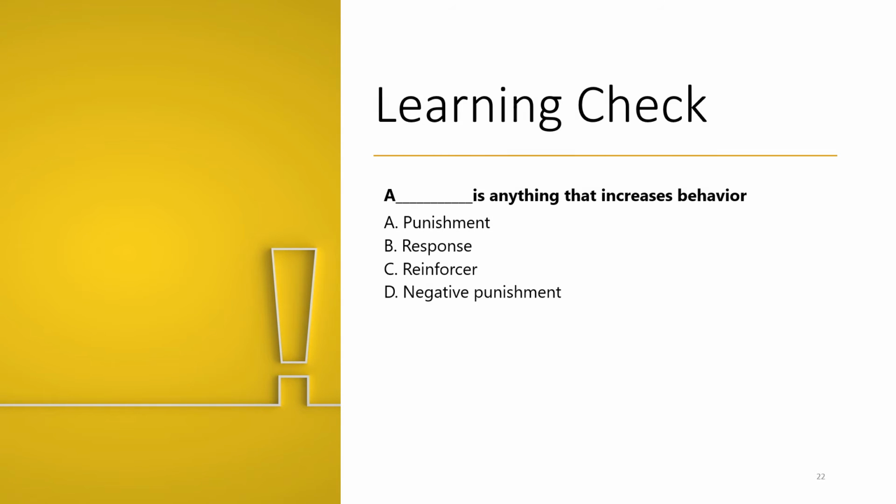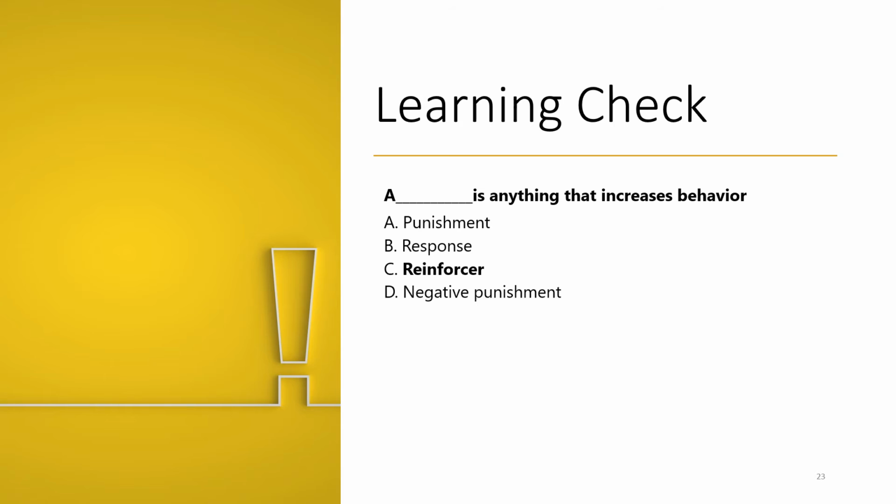Let's check your learning. So a blank is anything that increases behavior. Is it a punishment, response, reinforcer, or negative punishment? If you're not sure, rewind the video or look back at your notes. If you selected reinforcer, you're right. A punishment decreases behavior. Of course, the answer is not response.